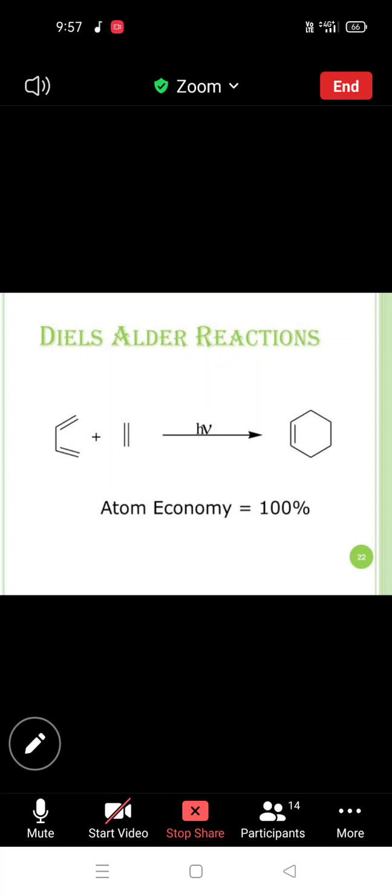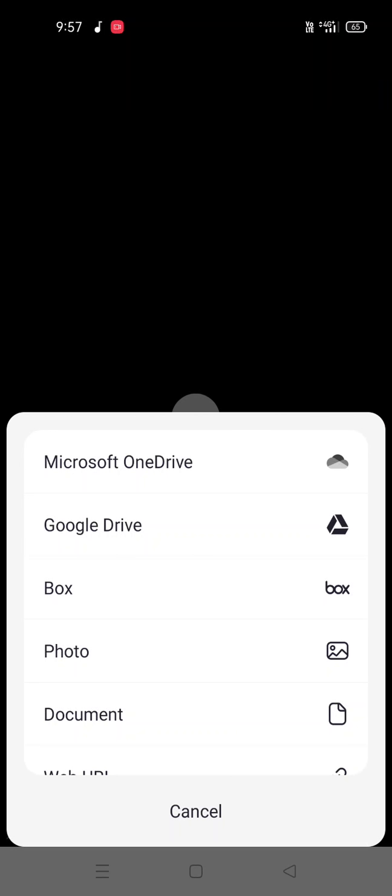So here, how many carbons are involved in the reactants? How many hydrogens are involved in the reactants? Finally, we get the product with the same thing. We have the same number of carbons and the same number of hydrogens in the final product. So that's why it is an atom economic reaction. There is no loss of hydrogens and no loss of carbons. In the case of some other reactions, we can observe differently.